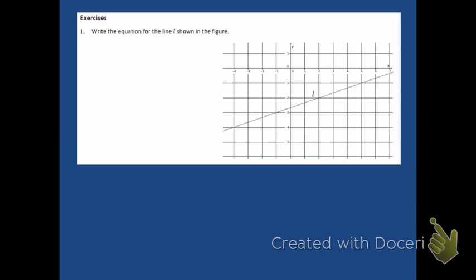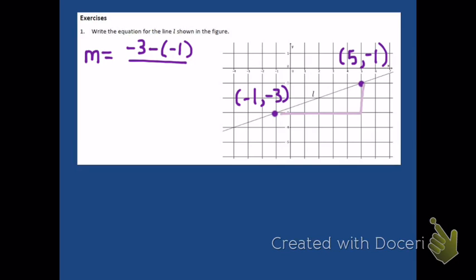Okay, so for exercise 1, once again, the first thing I want to do is identify those points on the graph. When I'm given a graph, identify 2 points that I can use to calculate the slope and to write an equation for that line. So I took these 2 points and I wrote the slope as the difference in the y coordinates. So I've got -3 minus a -1 divided by the difference in the x coordinates. So I've got -1 minus a +5.